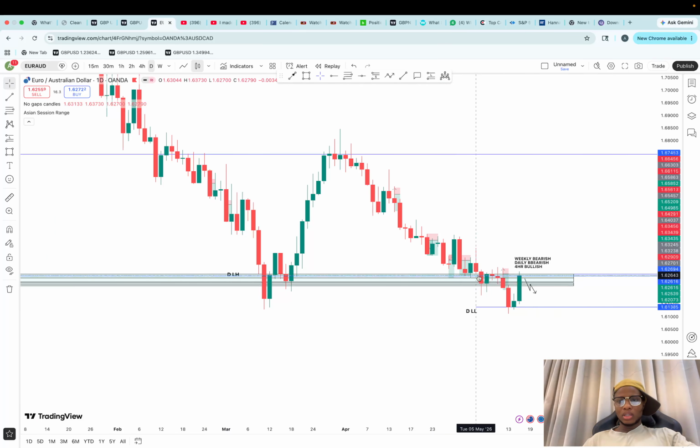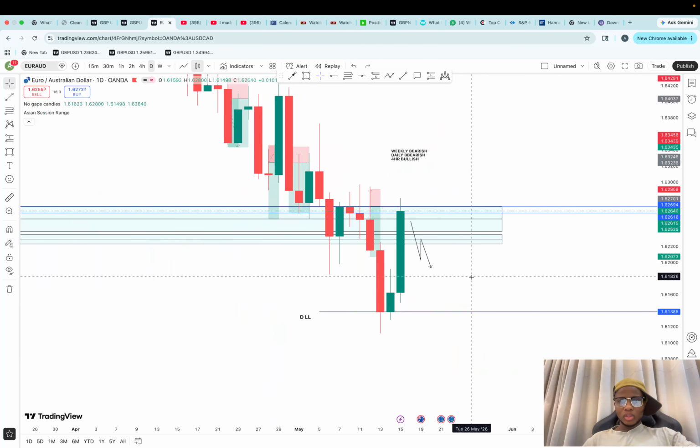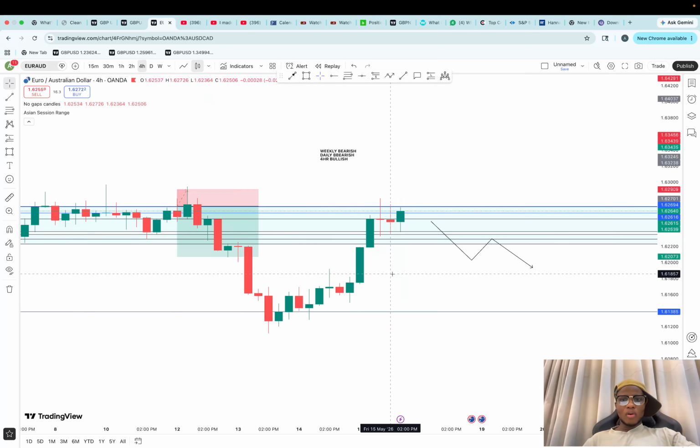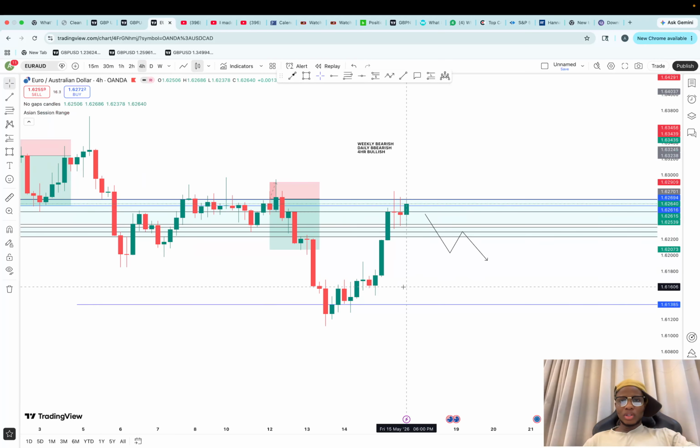Lower low, lower high at the zone. So on this market I'm waiting for it to break out, retest for me to sell. The 4 hour on the other hand is bullish. The 4 hour has a higher high and this is a higher low. So once I have this breakout, I'll have a shift in structure on the 4 hour, and at the retest of that shift, I'll be going in for a sell on EURAUD.